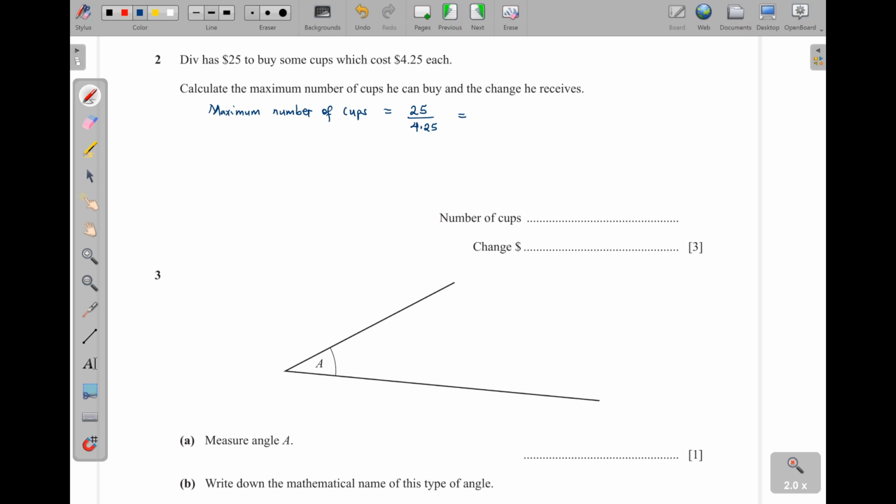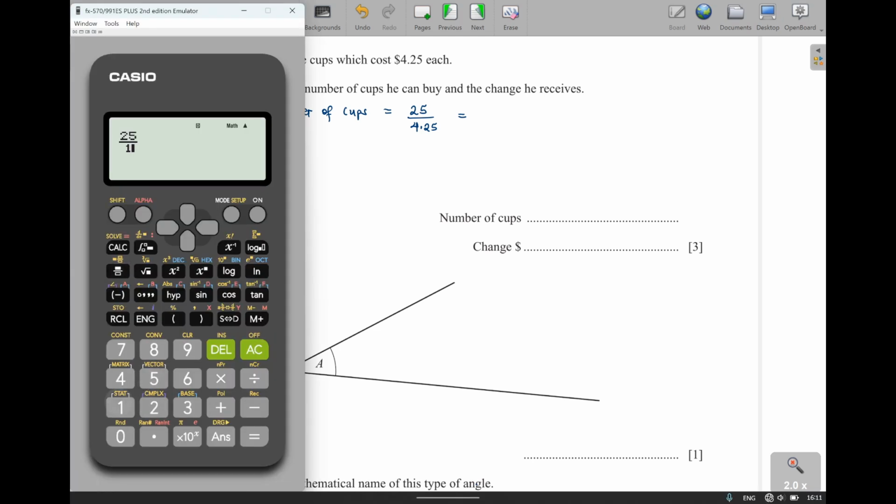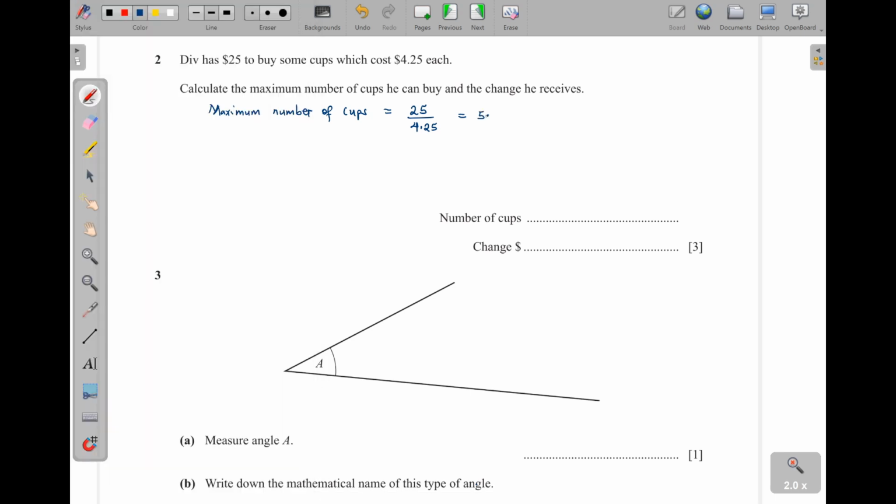So what do we get here? 25 divided by 4.25. That is 5.882352941. So that means the full cups will be 5. And then this one is not a full cup.